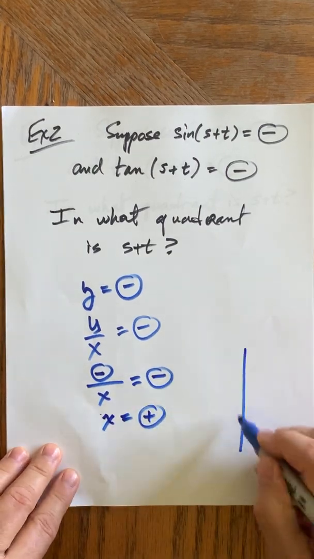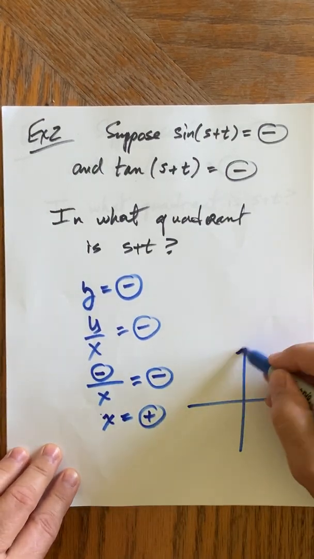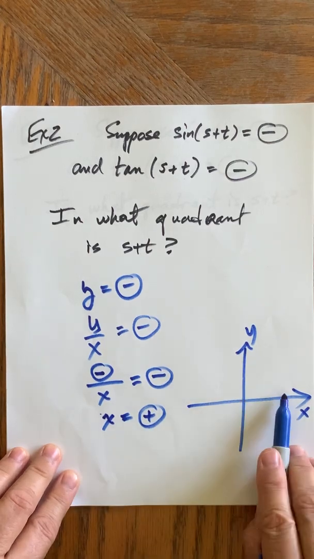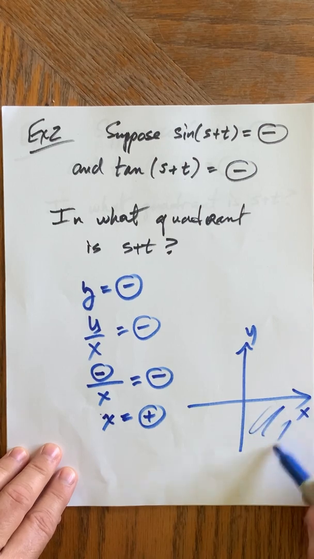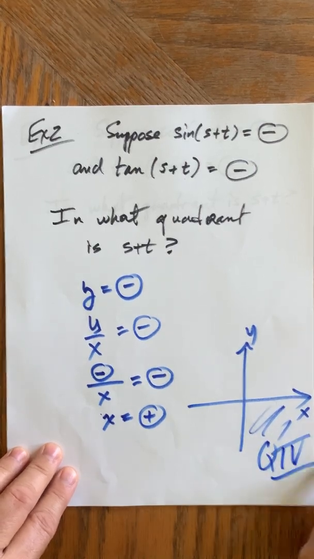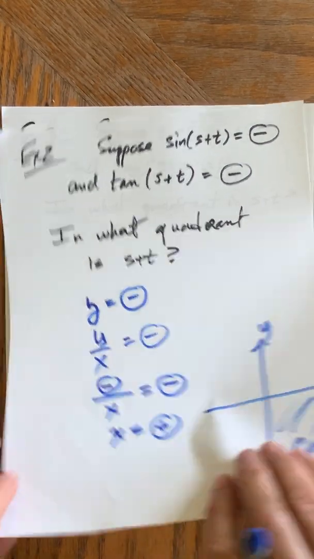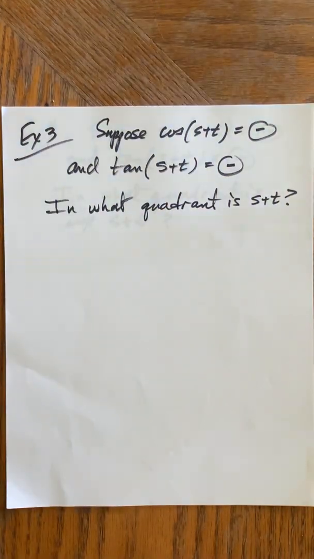Now when I look at the quadrants, x is positive, so I'm going this way, and y is negative, so I'm going this way. So I must be in here, quadrant 4. Okay? All right, a couple more examples just to really drive this home.